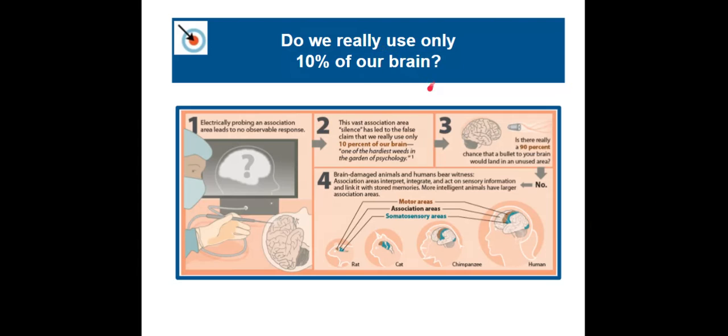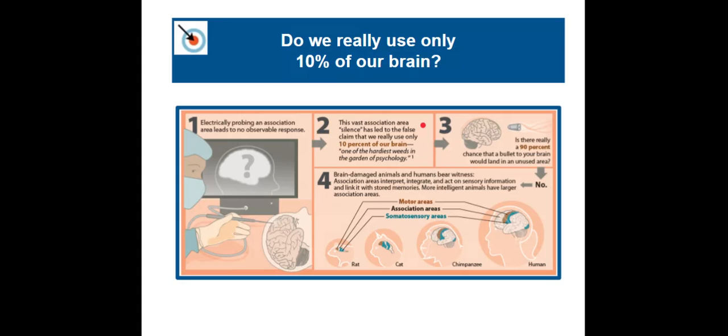Okay, so this is a false claim. 10% of the brain is false. We oftentimes think of the 10% of the brain being the active areas, but what we don't really take into account are these areas we call association. And these association areas, even though they don't respond to electrical stimuli, are important for processing and storing or interpreting or integrating sensory information.